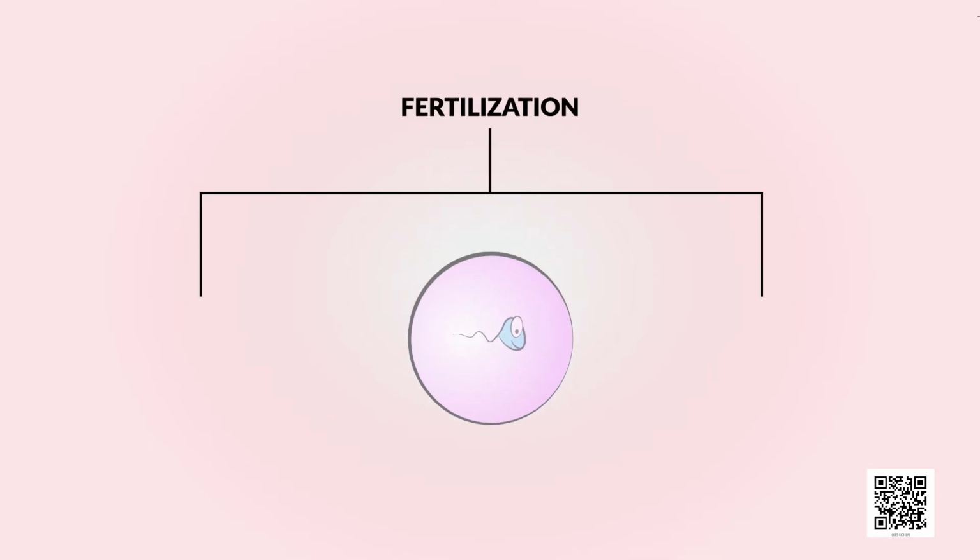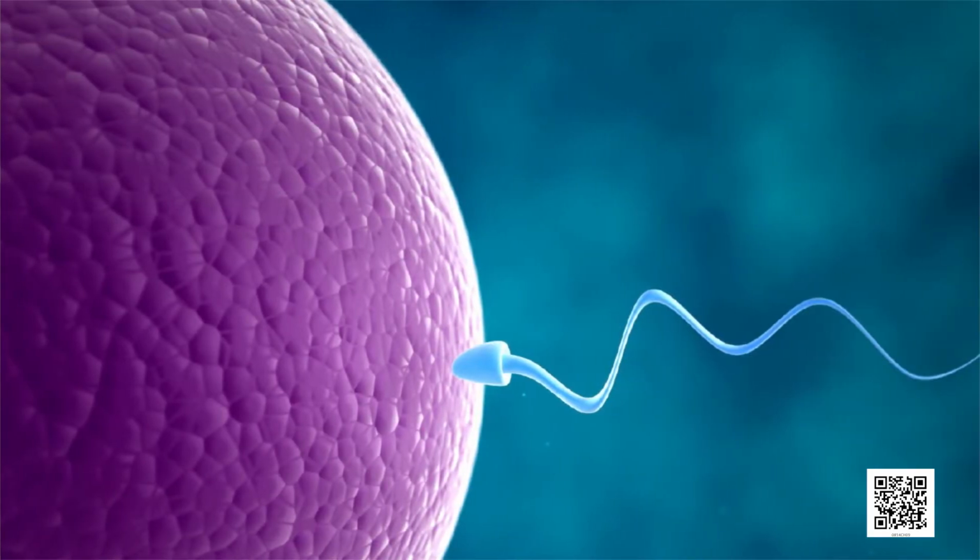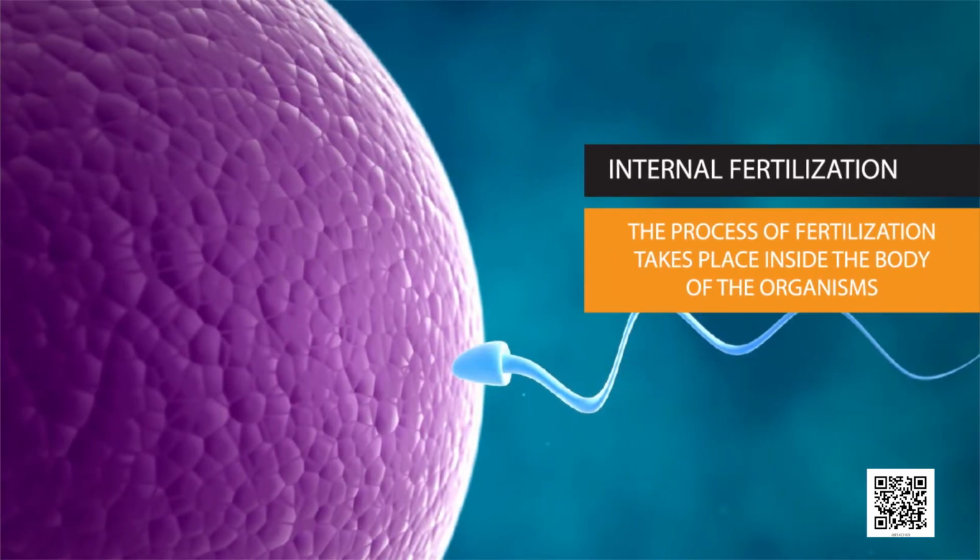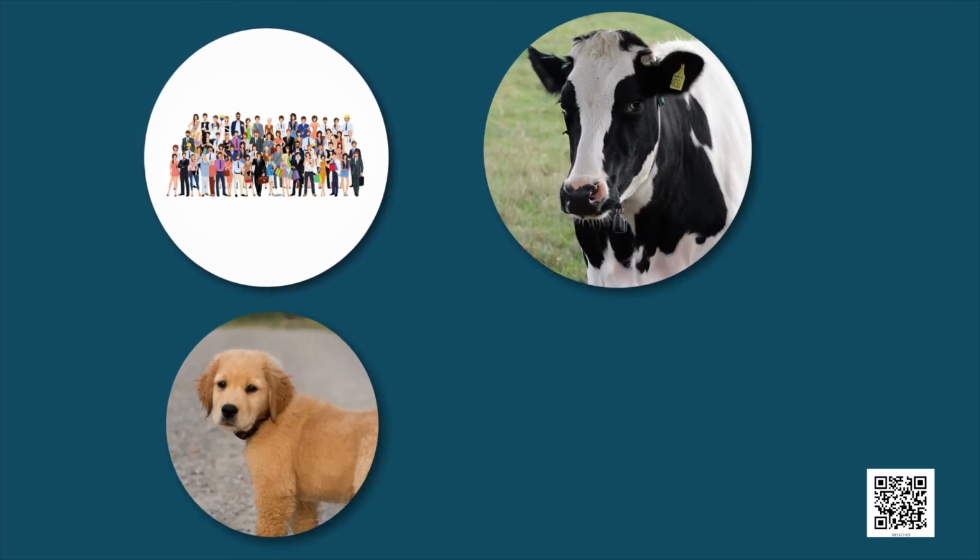Fertilization, which takes place inside the female body, is called internal fertilization. Internal fertilization occurs in many animals including humans, cows, dogs and hens.